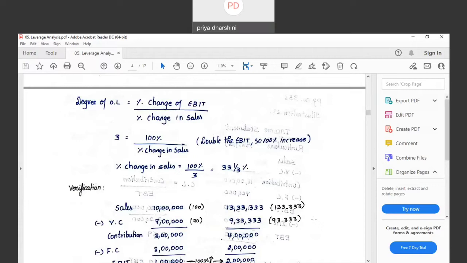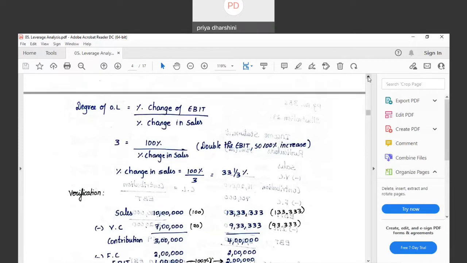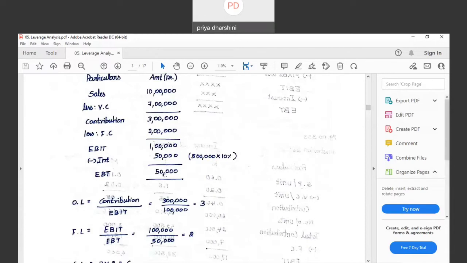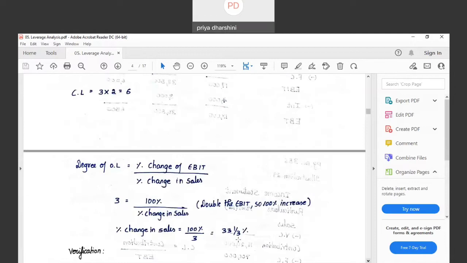What have they told here? How much of a rise in sales will be needed if the firm wants to double its earnings before interest and tax? If the earnings are supposed to be doubled, is it a 100% increase? How much is earnings before interest and tax? 1 lakh. It wants to double its earnings, which means it will become 2 lakhs, which means it is a 100% increase. So percentage change in EBIT is 100%.